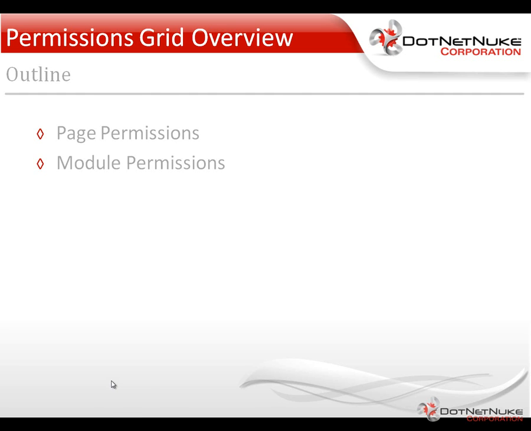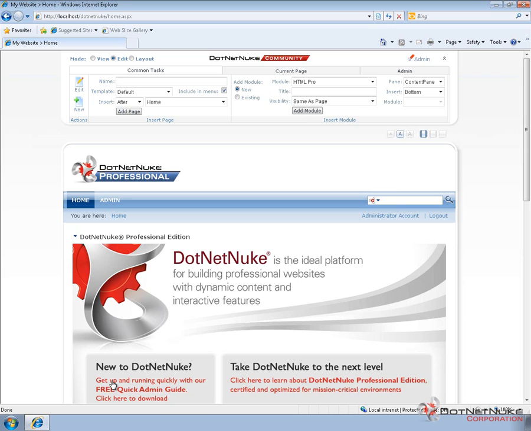So what we're going to do is switch over here to a machine that's running DotNetNuke Professional. Current version is 5.6.0. I'm currently logged in as an administrator, so I have admin rights on this particular portal. The first thing we'll do is take a look at page permissions. So we're going to go ahead and edit the existing page. I'm on the home page, and from the control panel here I can click on the edit icon.